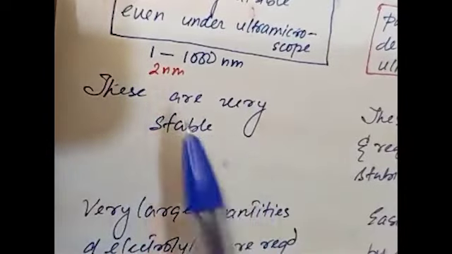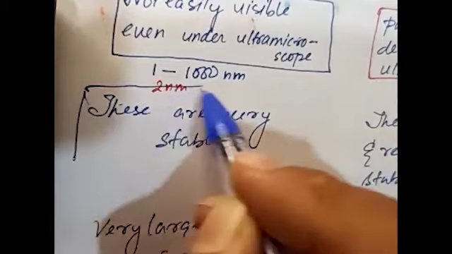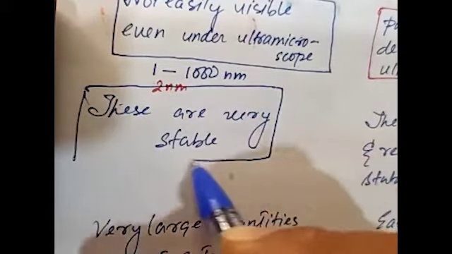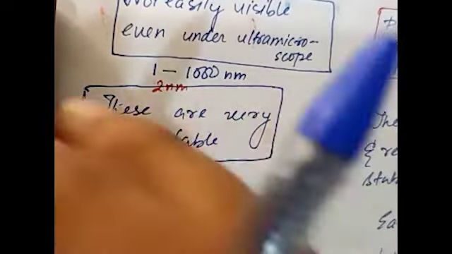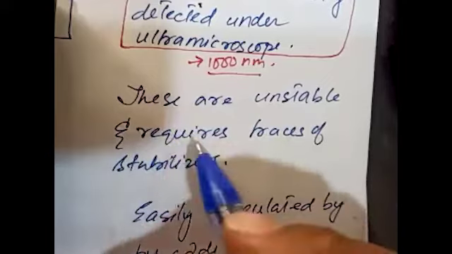Okay, so like that, stability, these are very stable. It has to be. Why? Because it was loving, philic. Okay, these are very stable. Eto bahut stable hoy. Okay, and definitely you can understand what will happen in the case of lyophobic. These are unstable and require traces of stabilizers.